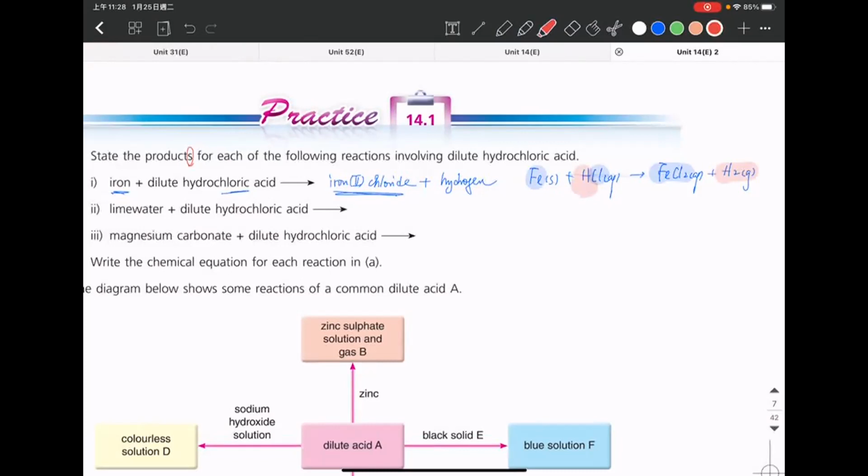It's not the end. Remember to do one important item. What is that? Balance the equation. Please remember to put a 2 here to balance the equation. Is that clear?